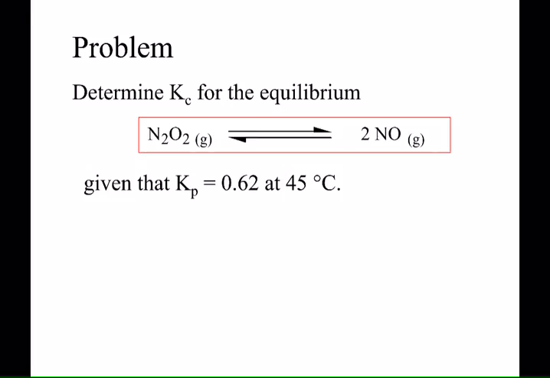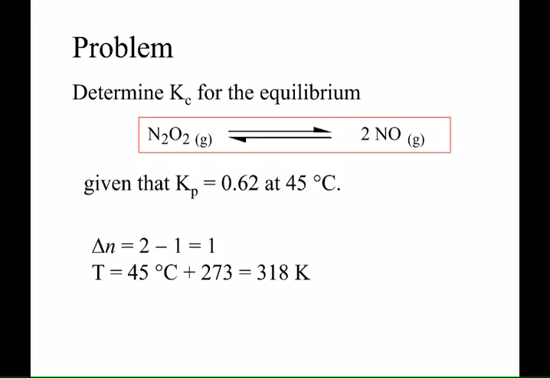Okay, so let's work a problem and see what it looks like. Well, we have Kp, but we want Kc. Remember, these equilibrium constants are unitless, so it's weird to look at it as simply Kp is equal to 0.62. I know that's strange. They do depend upon temperature, so we're going to hold it at 45 degrees Celsius, and we want to get to Kc.